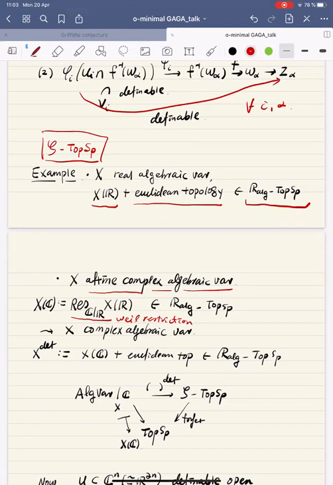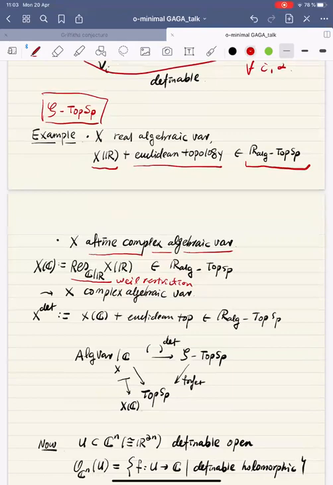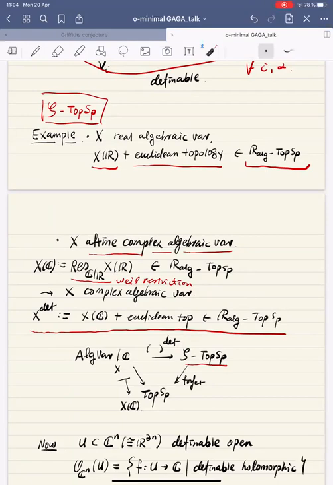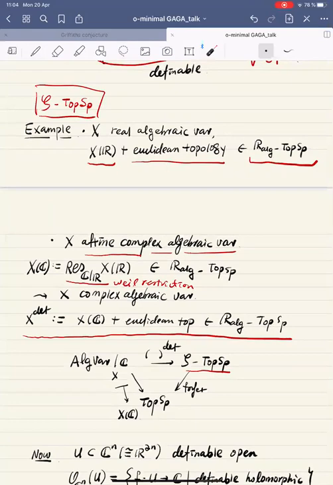Right? And we can glue this data. So if we have a complex algebraic variety, we can also find a definable topological space. So let's just glue this local data. This we call the definabilization functor, from algebraic varieties to this category. From this category here, we have a forgetful functor to the category of topological spaces, and from algebraic varieties, we also have a functor to the category of topological spaces, just taking the complex points.